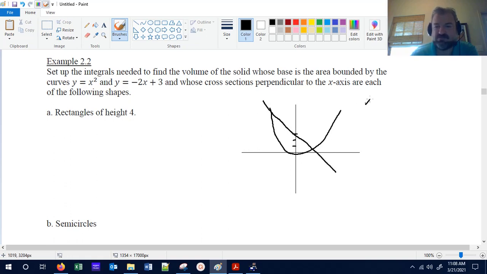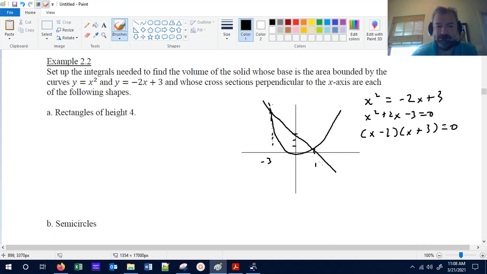Let's find where they intersect. I'll just solve these two equations next to each other like that. So I get x squared plus 2x minus 3 equals 0, x minus 1 and x plus 3. So this would be at my negative 3, and this is positive 1. Note that these are cross sections perpendicular to the x-axis. That's an important thing to note. If they're perpendicular to the y-axis, we need to be working with x as a function of y. We need to be working with y and dy's there.